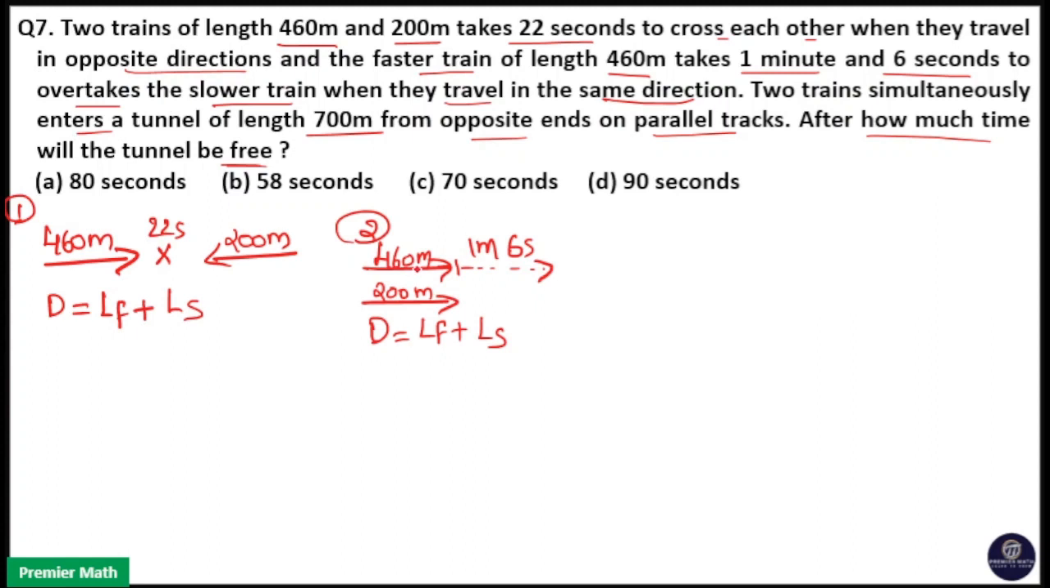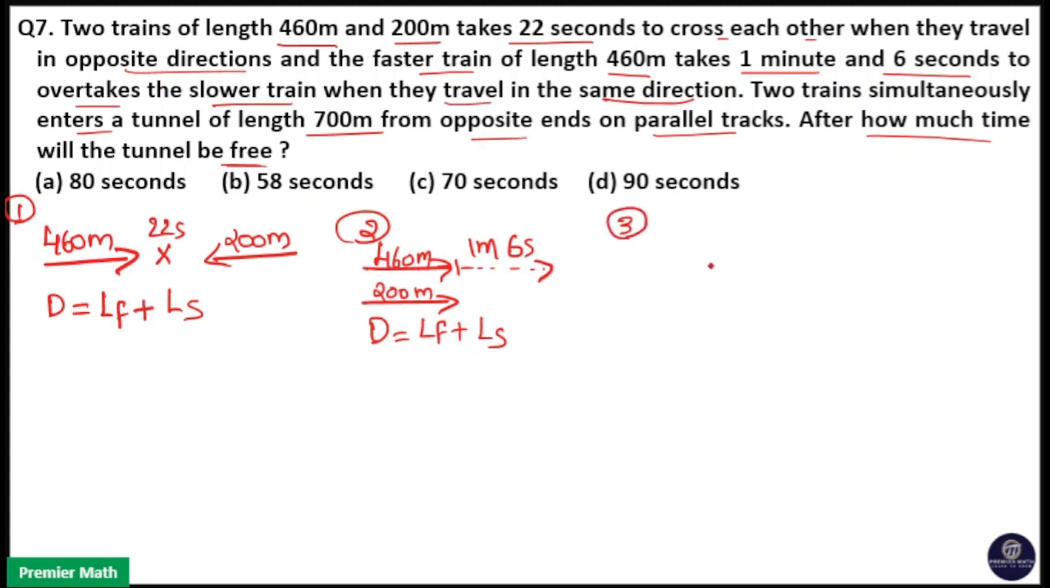If your question is asking like a person sitting on the faster train, observe he is overtaking the slower train in 1 minute 6 seconds. That means he is covering the distance of slower train length. In that case, you can only take slower train length. But in this case, this entire faster train is overtaking this slower train, not the person. So in this case, both the distances should be taken.